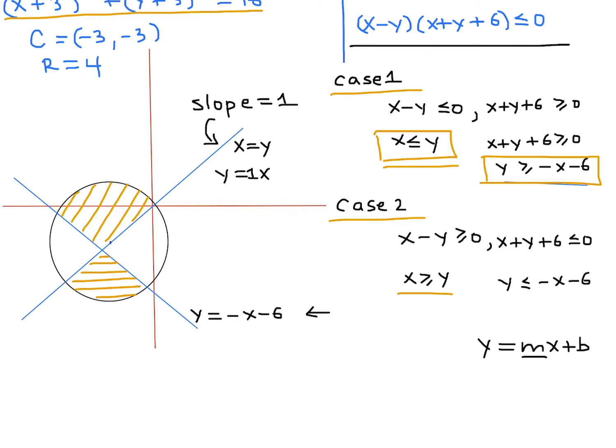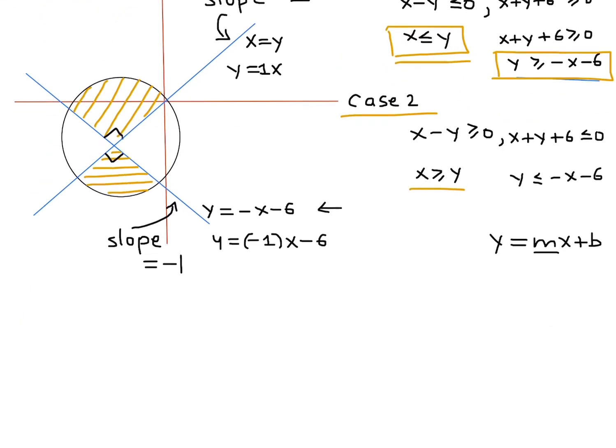What about this line here? What is the slope? It's like y is equal to minus 1x minus 6, correct? So the slope of this line is negative 1. That means you have two lines. One has a slope of 1, the other has a slope of negative 1. Therefore, those two lines are perpendicular. And if they are perpendicular, it means that this is a right angle. So that allows us to figure out the area of those shaded regions.